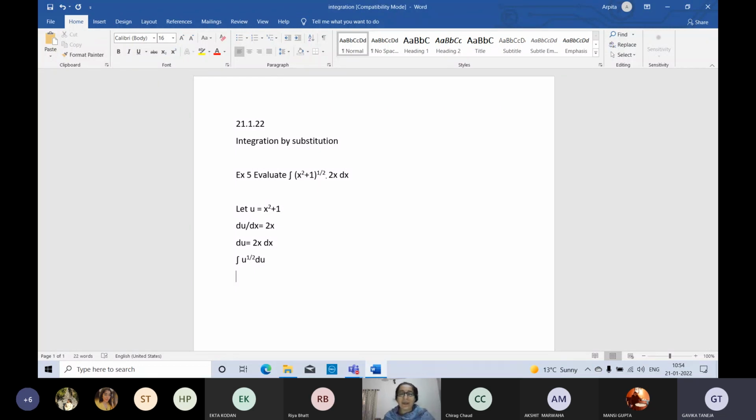Can I integrate it? Can anybody give me the answer for the integration of under root of u? I'm waiting. What is the integration of under root of u? Anyone?